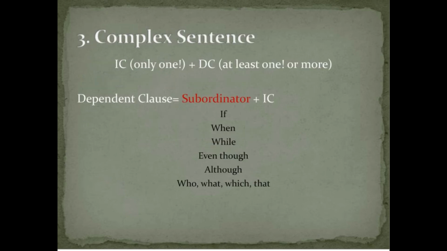Now let's move on to the complex sentences. A complex sentence must have only one independent clause and at least one dependent clause. It can be more. And remember, our dependent clause is a subordinator plus IC. Here are some examples of subordinators: if, when, while, even though, although, who, what, which, that. Do not confuse subordinators with transitions from the compound sentence.